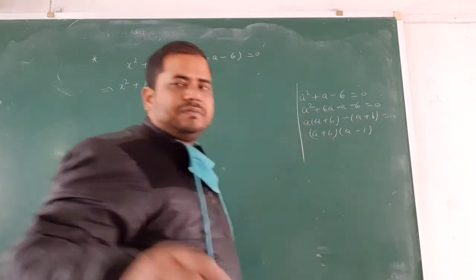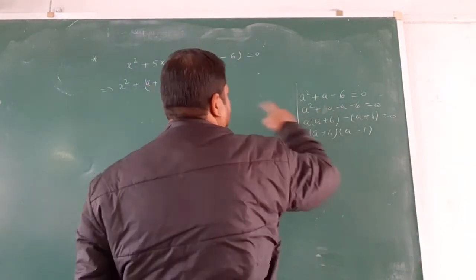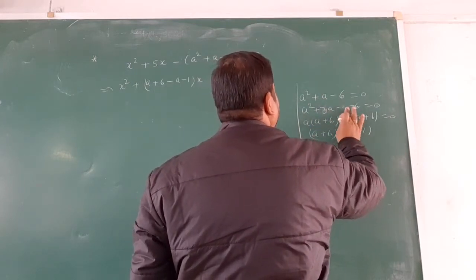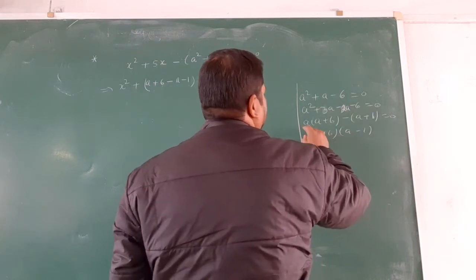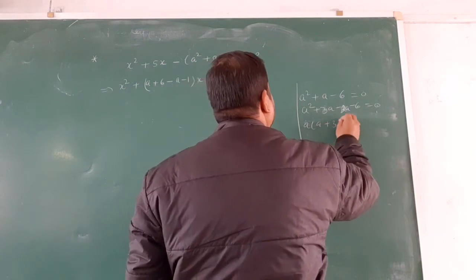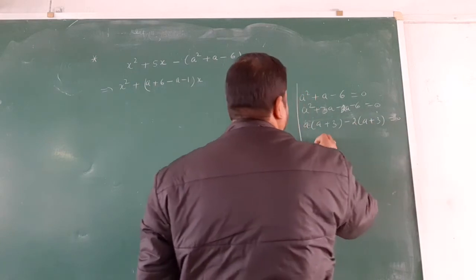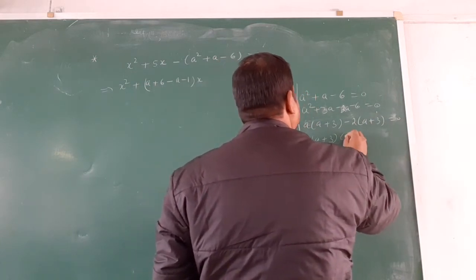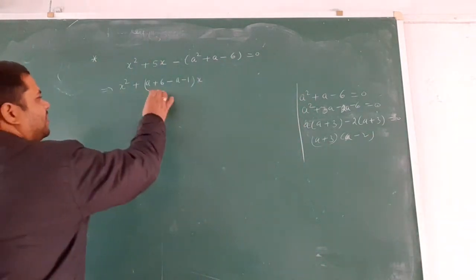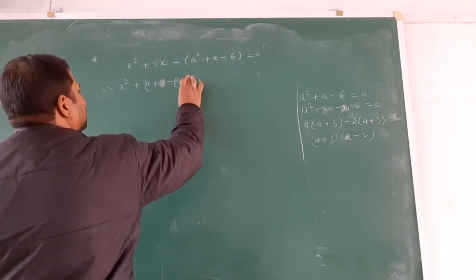Sir, 3a minus 2. Sorry, actually I just see 5. That's why I have written this. 3a minus 2a, na? So this is a plus 3 and minus of 2 a plus 3. This is 0. So a plus 3 and a minus 2, this is the factor of this. Okay. So simply you write here a plus 2, a plus 3, a plus 3 minus of a minus 2.